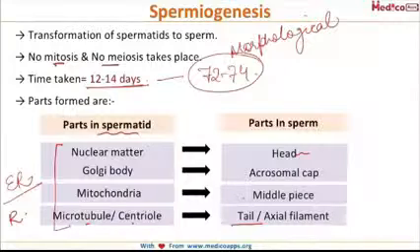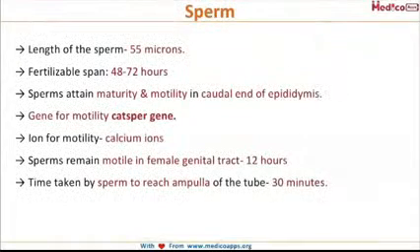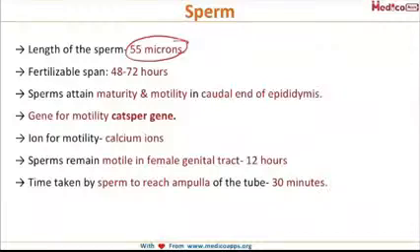Now we have one more important question: what is the arrangement of the tail? As we know, the tail is formed out of the centriole, and this centriole has 9+2 arrangement. So our tail has 9+2 arrangement. Now a few important points about the sperm. What is the length of the sperm? It is 55 microns. And once a sperm is ejaculated in the female genital tract, for how long is it capable of fertilizing an ovum? Your answer is 48 to 72 hours. That is 2 to 3 days.